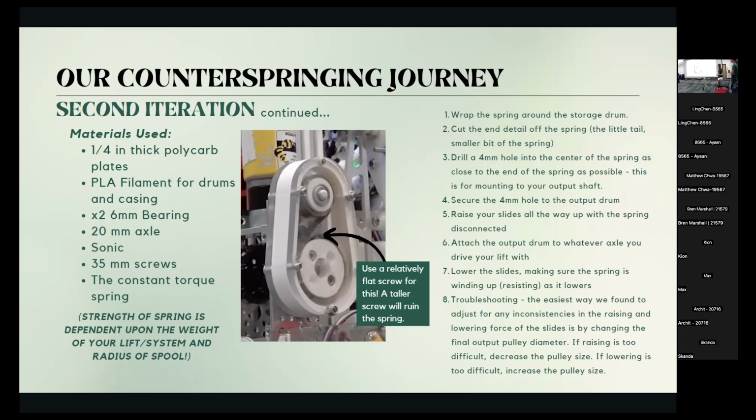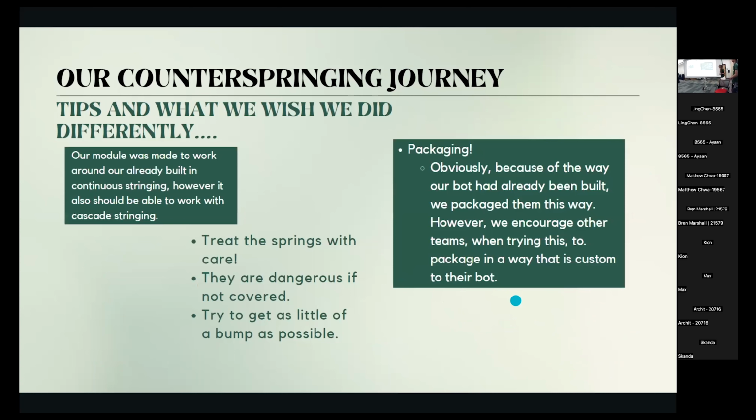So yeah, and then also another tip when we were doing this, because some people try to recreate it, because we did put it out on Discord. For the screw on the bottom drum that screws in the spring, you want to use a flatter head screw, because if you use a taller screw and the spring is being twisted over that, then it'll ruin the spring, and then it won't work. And then here are tips and what we wish we did differently.